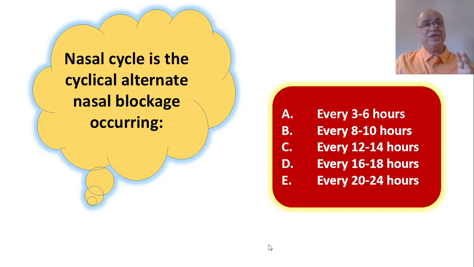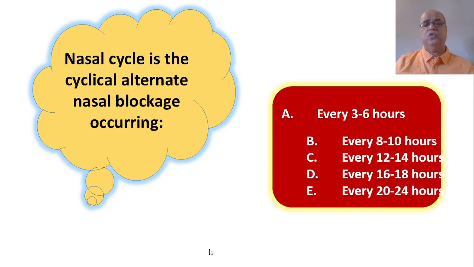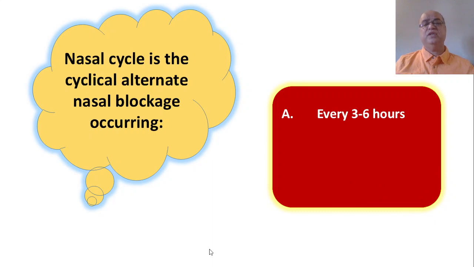And as I just mentioned, it is a rhythmic cyclical congestion and decongestion. This nasal cycle varies every 2 to 4 hours, and it is characteristic of an individual. So from 2 to 4 hours, you can say. So in this question, the option which is more in favor of that goes into every 3 to 6 hours.